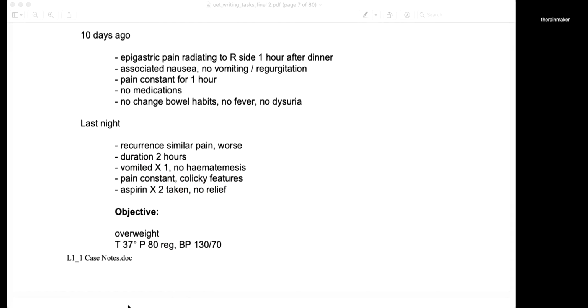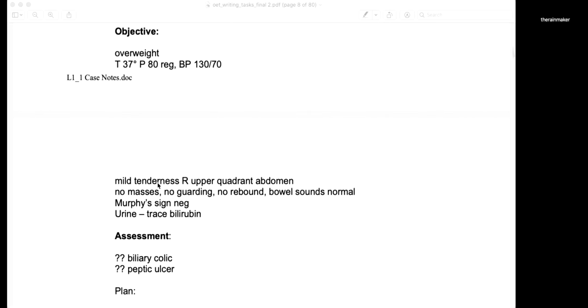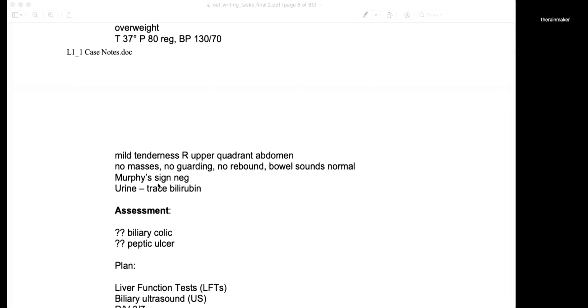We have this, right? After this, let's see. Mild tenderness in the right upper quadrant, no mass, no guarding, no rebound, and so on.